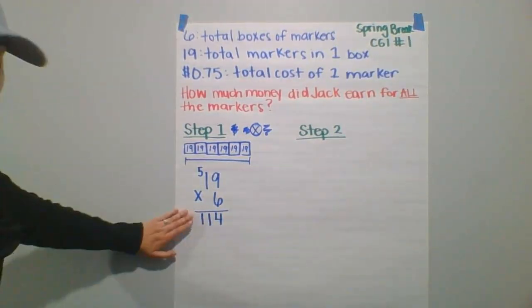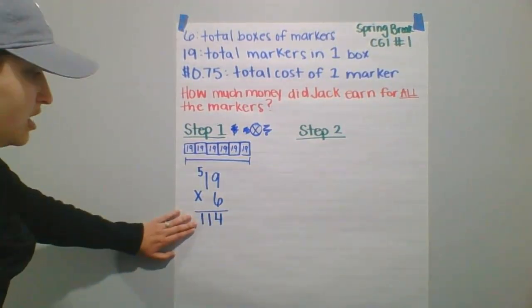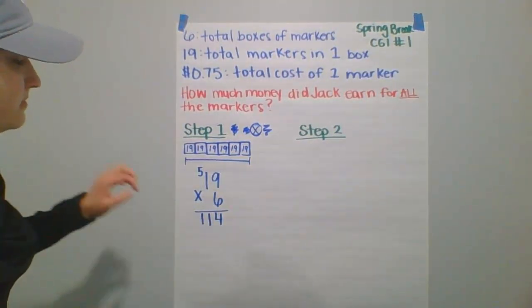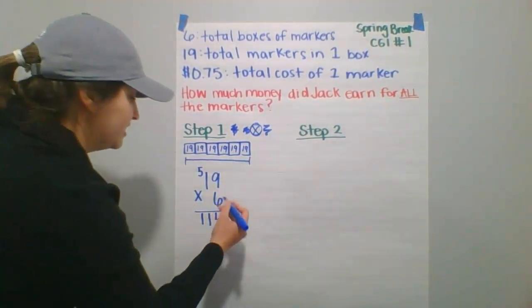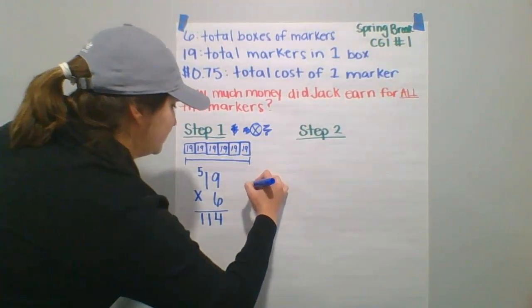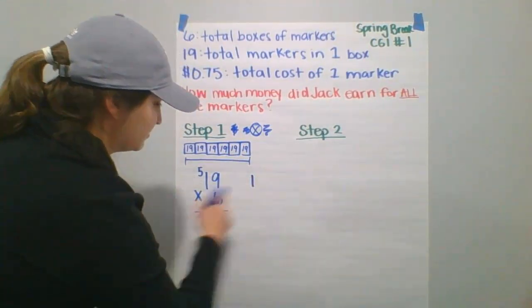So right now we have 114 markers, but we want to make sure that we're checking our work to make sure that we're correct. So this is us solving it, and then we want to check it by doing the opposite operation, which is division.